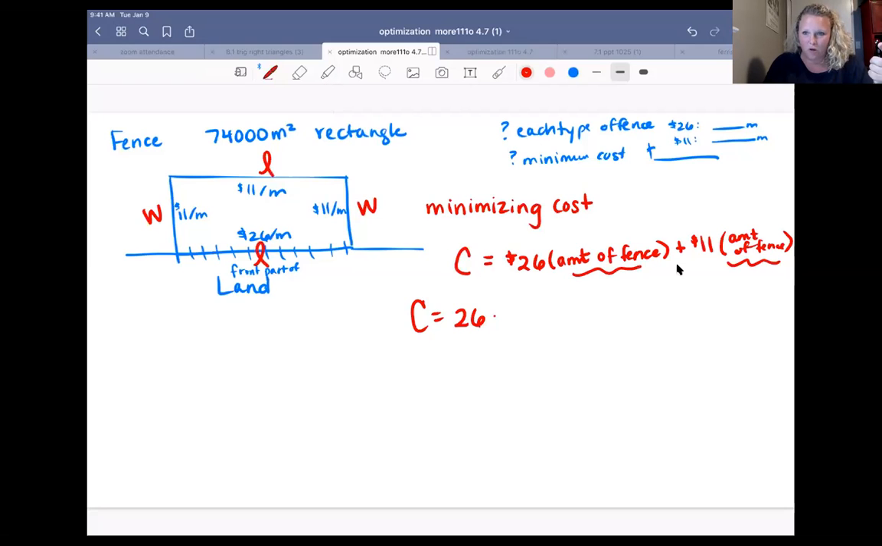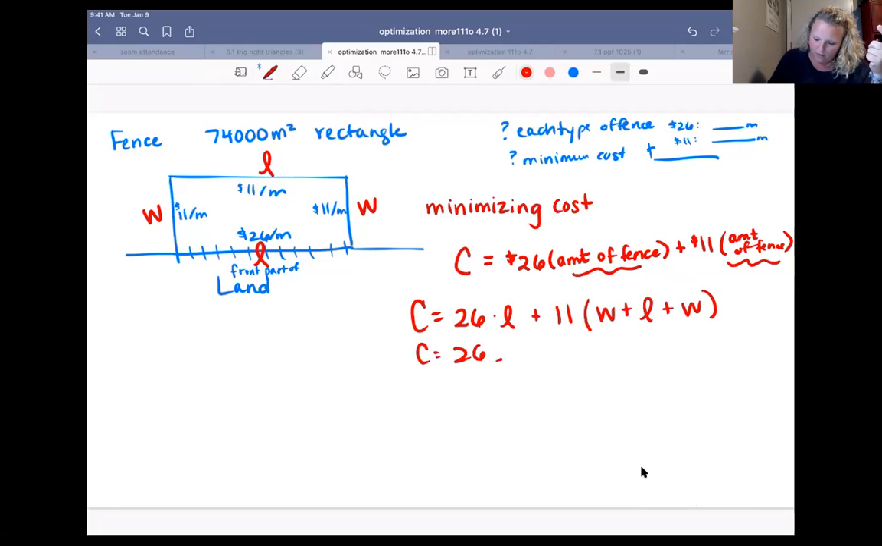Hope we don't lose power. Okay, $26 for whatever that front length is, plus $11 times whatever that width is, plus that length, plus that width again. Or if you want to, you can do 11 times twice the width plus the length, something like that. But again, that's just setting up a cost function with respect to price times amount of fence plus price times amount of fence.